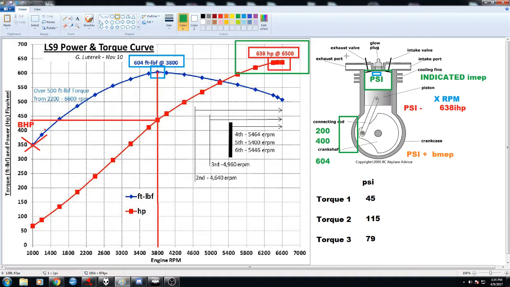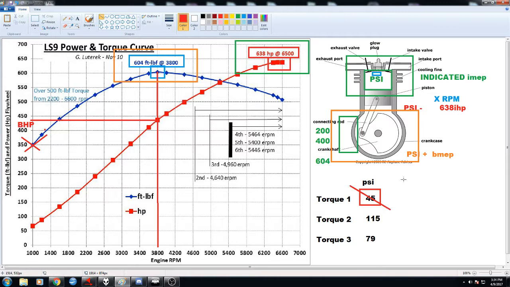This number right here is measured over here at the top of the engine, and this number right here is measured at the crankshaft at the bottom of the engine. And this is the theory between indicated and brake mean effective pressures. Now let me make the main point. Torque number 1 right here, we're not going to be talking about this one for now. The main two values that I want to talk about is this guy and this guy.